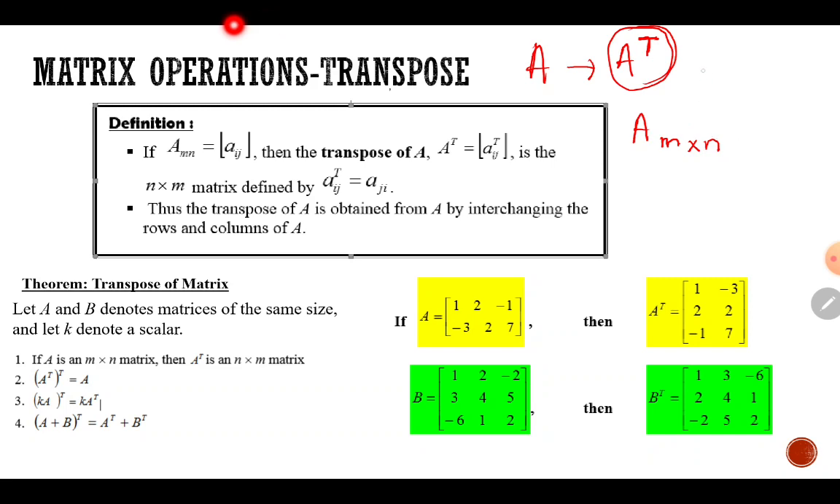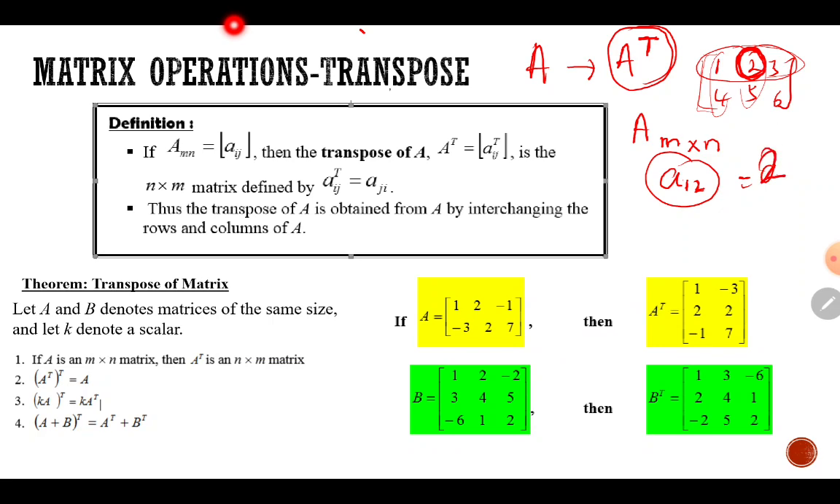And the position of a matrix, macam kalau 1, 2, 3, 4, 5, 6, katakanlah matrix ni macam ni. Okay, the position of a matrix is determined by the position of its row and column, kan? Katakanlah kalau A12, so maknanya it corresponds to first row, second column. Apa value dia? A12, first row, second column. Okay, this is first column, this is second column. So maknanya the value is A12, A12 sama dengan 2, betul?